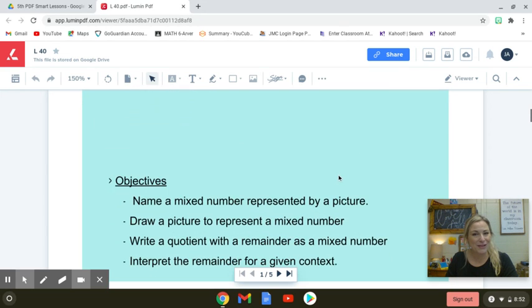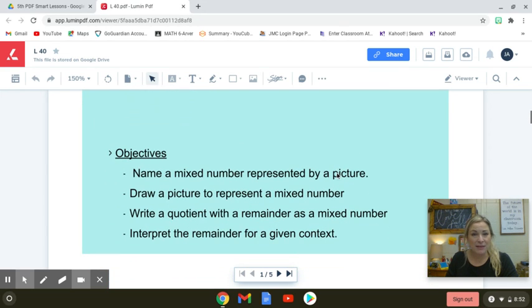Let's take a look at our learning targets for today. Name a mixed number represented by a picture. Draw a picture to represent that mixed number, so just the inverse of that or the opposite of that. Write a quotient, so your answer when you divide, with a remainder as a mixed number. So really beginning that shift where we're not going to be using remainders anymore. Now we're at a point in your math where you won't need to do that anymore when you're writing the quotient of something. You will either start representing your quotients as a mixed number or as a decimal eventually.